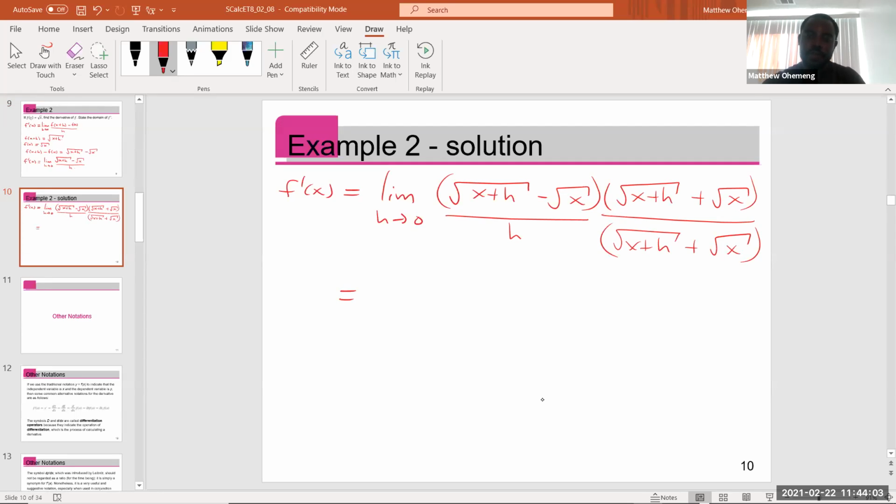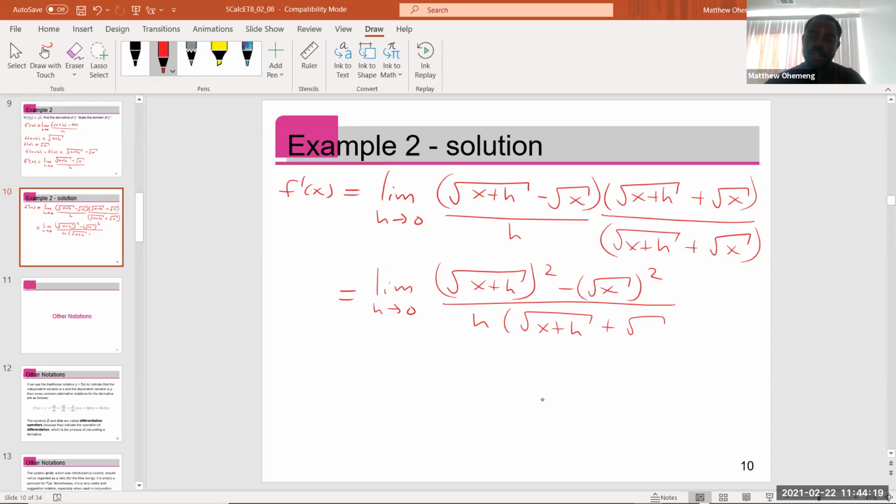And then you're going to get the limit as h approaches 0. This one is just a difference of squares. So that'll be the square root of x plus h all squared, minus the square root of x all squared, all over h times the square root of x plus h plus the square root of x. Simplifying, you get the limit as h approaches 0. The square root and the square will cancel, so that'll be x plus h, minus x, all over h times the square root of x plus h plus the square root of x. At this point, the x and x will go off, and then the h will cancel the h down here.